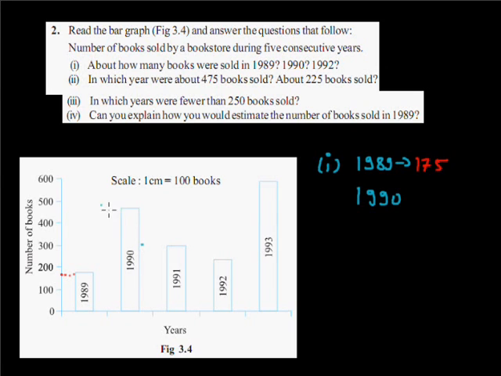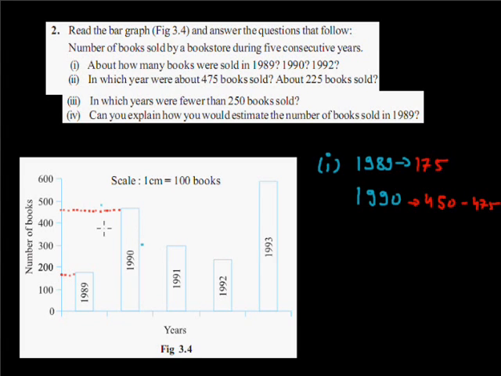So in 1990 if we see how many books are there, if we draw a dotted line, it is almost in the middle of the 2 marks, so we can say that there are 450 books, or since we don't have a mark line, we can say they can be 450 to 475 books.